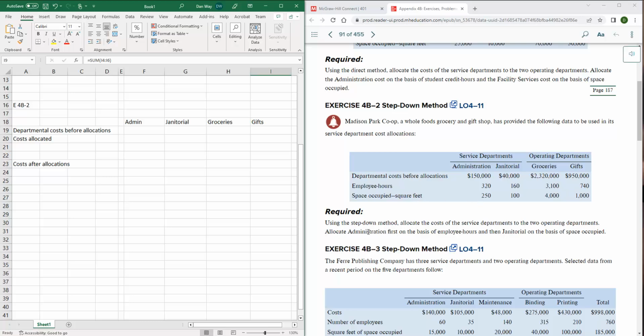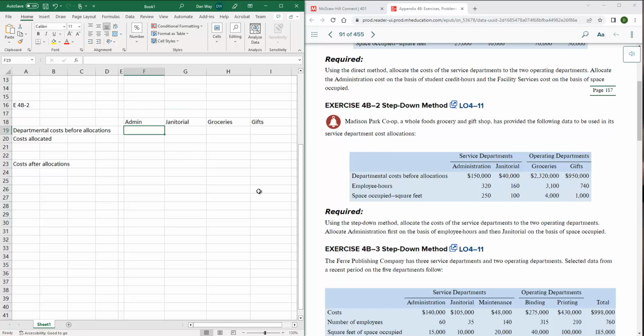And the requirement here is to use the step-down method and allocate the cost of the service departments to the two operating departments. We want to allocate administration first on the basis of employee hours, and then janitorial on the basis of space occupied. So remember, with our step-down method, we need to go sequentially, or linearly, or in a step-down fashion, starting with one service department, and then we're going to allocate all the costs from that service department to all the remaining departments. So that would be inclusive of both other service departments and operating departments. So let's make that happen here.